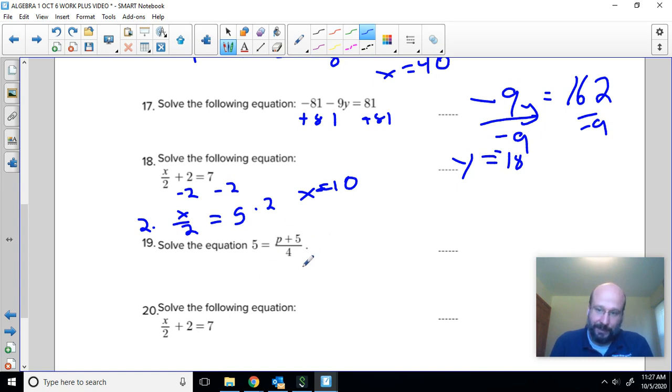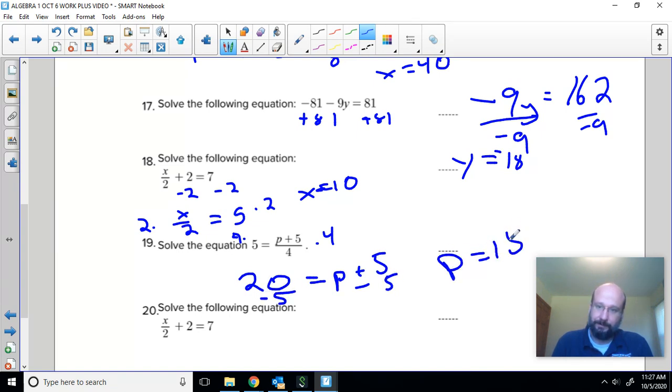This one, the whole thing is a fraction. So I have to multiply by the bottom number first. 20 equals p plus 5. And then subtract 5. P equals 15.